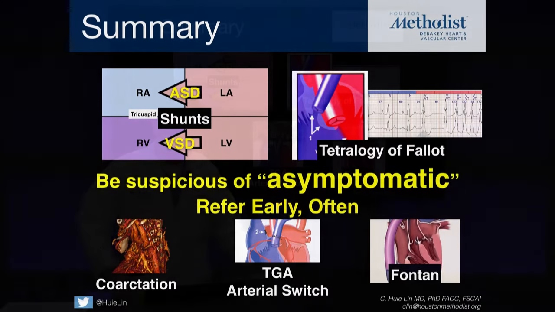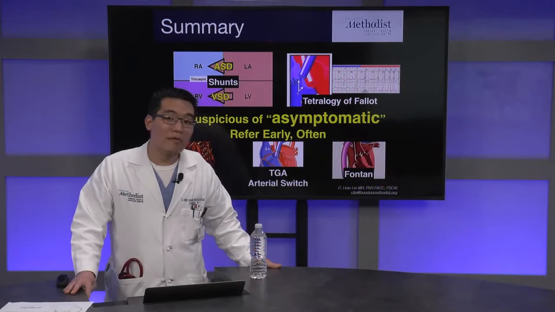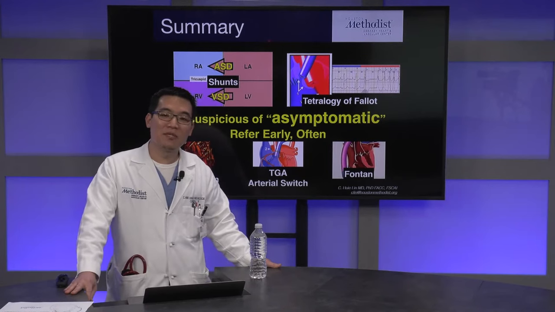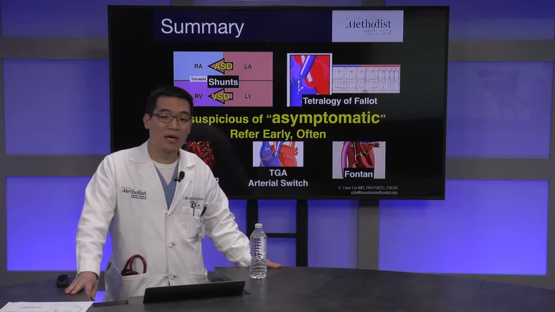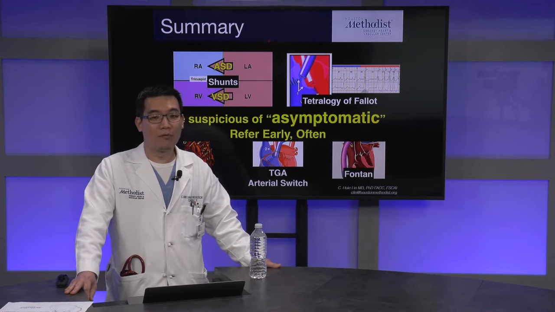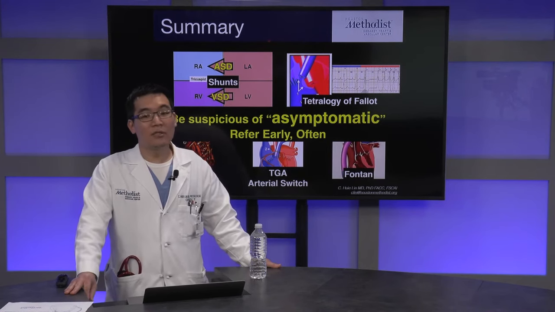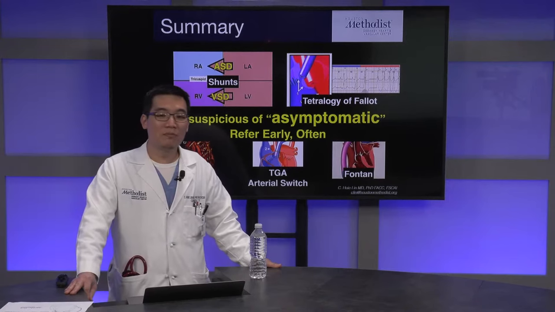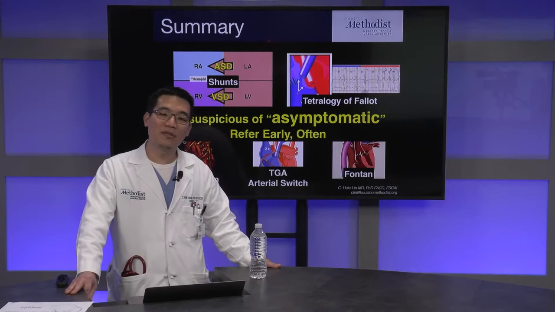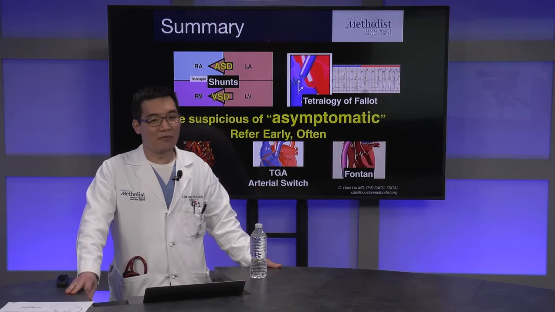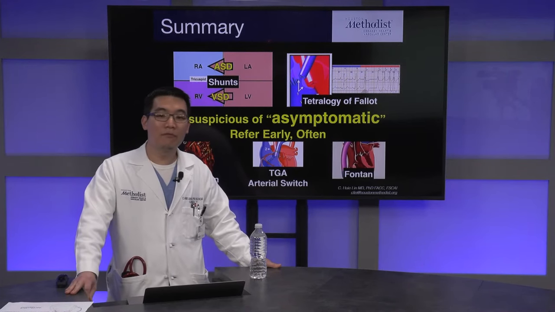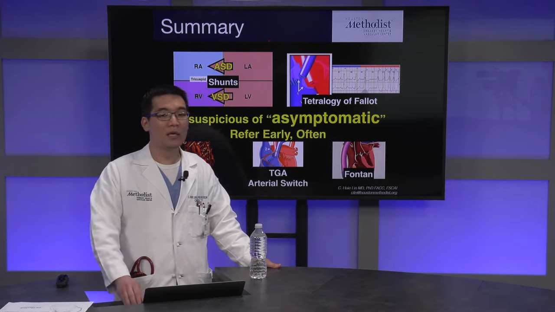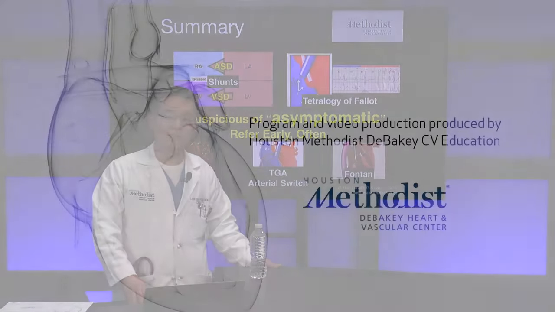So I think one of the most important things is to be suspicious of patients who say they're asymptomatic. As the great Carol Warnes once taught us, these patients were born with congenital heart disease. They don't actually know necessarily what normal is supposed to be. So when they say they're normal or they're asymptomatic, they don't have a great frame of reference. So what that means is when you have a patient who has been quote unquote repaired, refer them early and refer them often to your local adult congenital heart specialist.